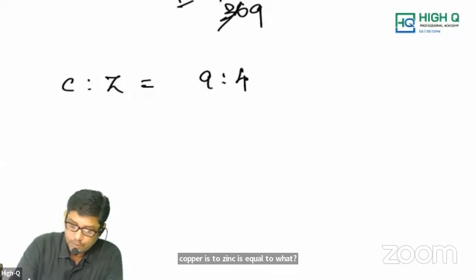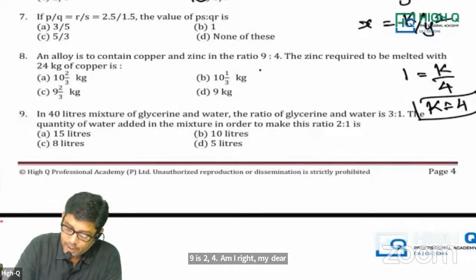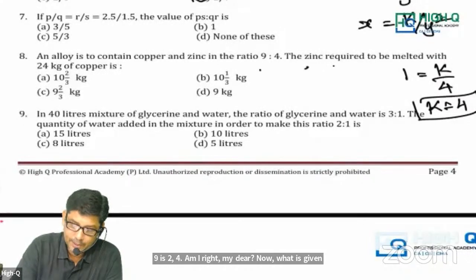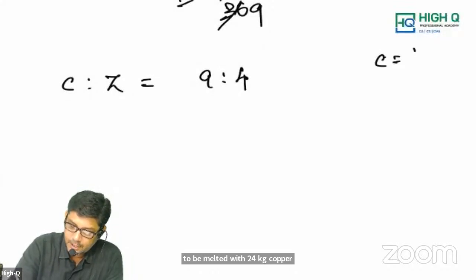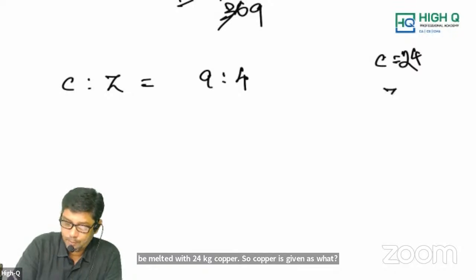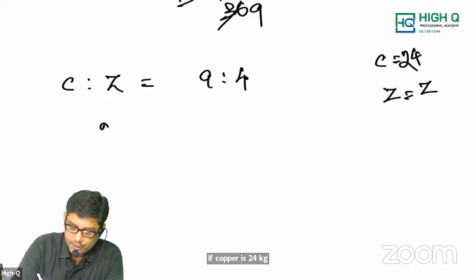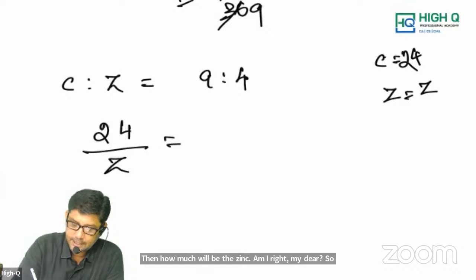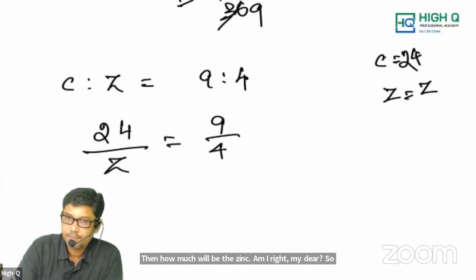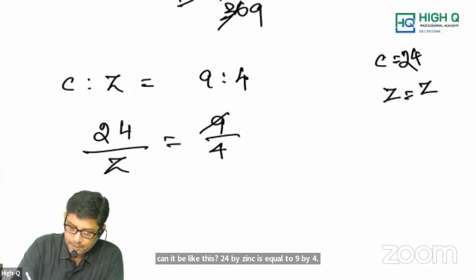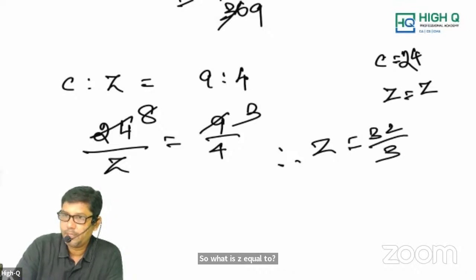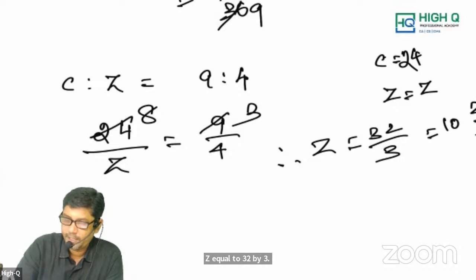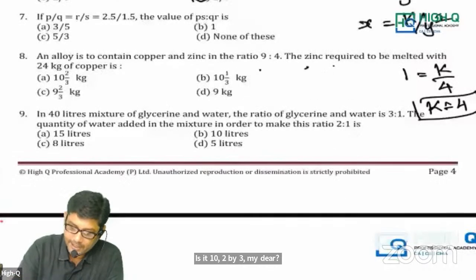Now, what is given? We need to find out the zinc to be melted with 24 kg copper. So copper is given as 24 kg, then how much will be the zinc? Can it be like this: 24 by zinc is equal to 9 by 4? Am I right, my dear? Yes. So what is Z equal to? Z equal to 32 by 3. Is it 10 2 by 3, my dear? So 10 2 by 3 kg is needed.